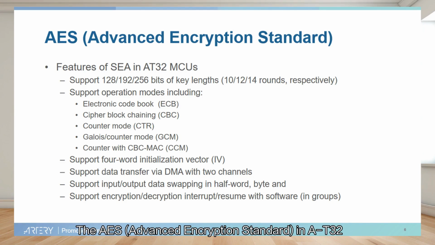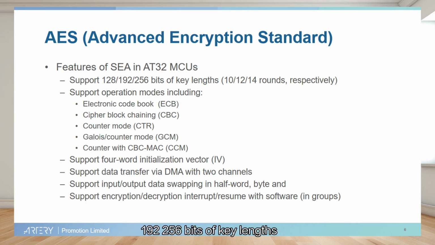The AES, Advanced Encryption Standard, in AT32 MCUs has the below features: support 128, 192, 256 bits of key lengths, corresponding to 10, 12, 14 rounds of encryption, respectively. Support multiple operation modes, including ECB, CBC, CTR, GCM, and CCM. Support forward initialization vector, IV. Support data transfer through DMA with two channels, that is, DMA access. Support input or output data swapping in half-word, byte, and bit. Support encryption or decryption interrupt or resume in groups with software.